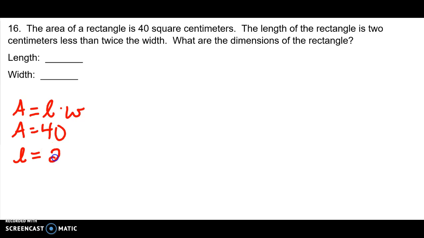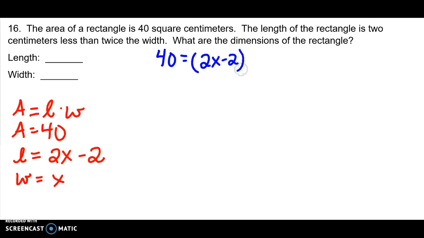So I'm going to write 2x, twice, minus 2. And for the width, we're just going to call the width x. So now we've written down this information, and we're going to go back and plug this information into our original formula. So we had the formula area equals length times width. And we know that the area was 40. We know that the length was 2x minus 2. And the width was just x.